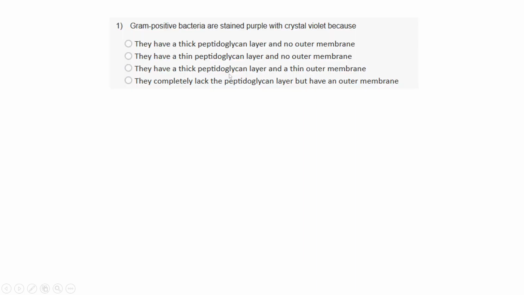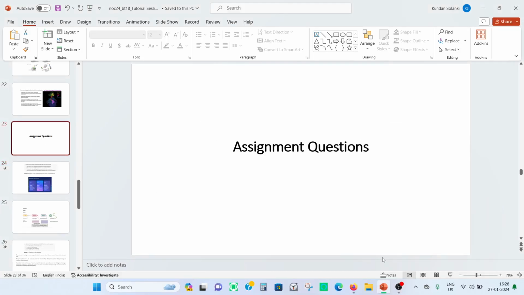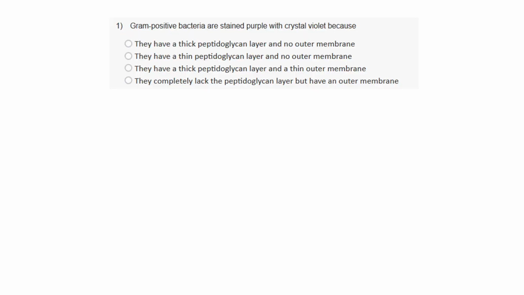Yeah, so there are 10 questions. It will not take much time. So this is question number one. Gram-positive bacteria are stained purple with crystal violet because... there are four options, so you need to select one option.